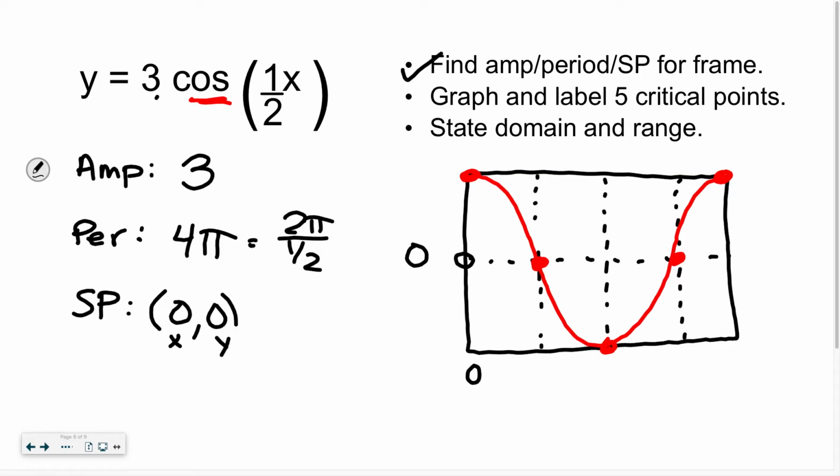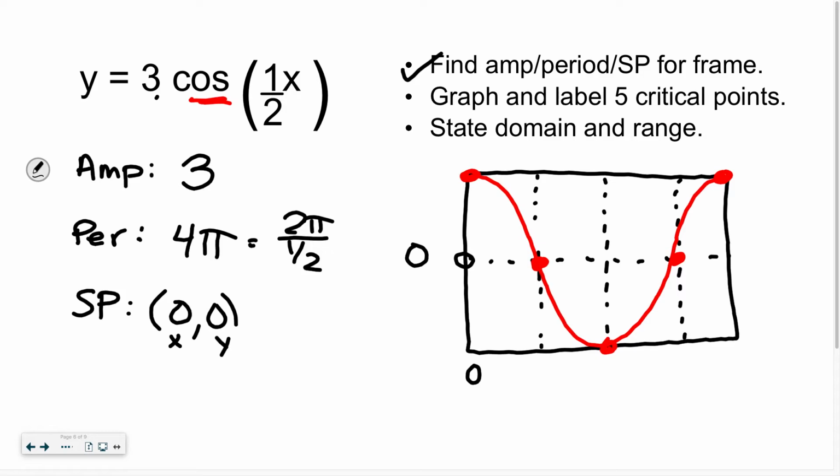So that starting point is 0, 0. Notice that the starting point 0, 0 isn't actually on this cosine graph, right? The cosine doesn't have to hit the starting point. Okay, it's the starting point for your frame. Okay, well, amplitude is really easy.